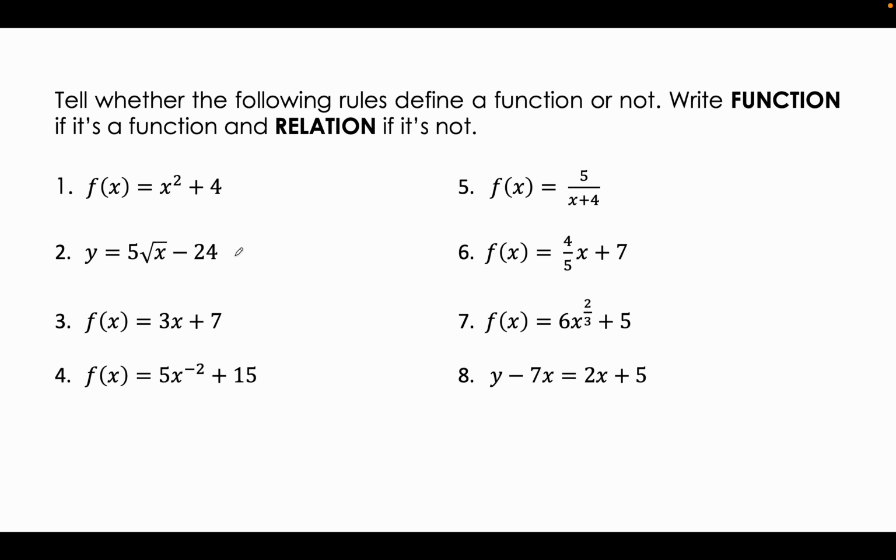Marcel. Okay, so number 2 is not a linear function. Can you tell us why? Okay, because of the radical symbol here. So number 1 is relation because it is not a linear function. Number 2 is not a linear function as well, so this is a relation. Okay, let's move on to example number 3.